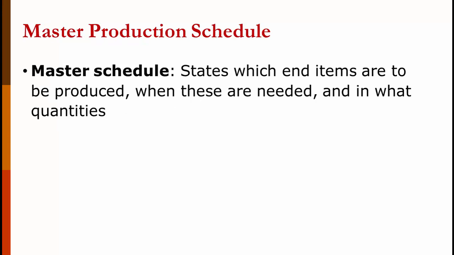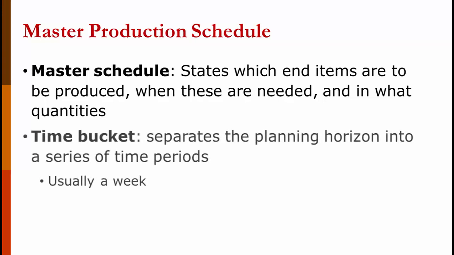The master schedule, sometimes called the master production schedule, states which end items are to be produced, when they're needed, and in what quantities we need them. So it's a period-by-period statement of what we're going to make. Those periods are called time buckets. Time buckets separate the planning horizon into a series of time periods. These are almost always weeks. They don't have to be, but they almost always are weeks.